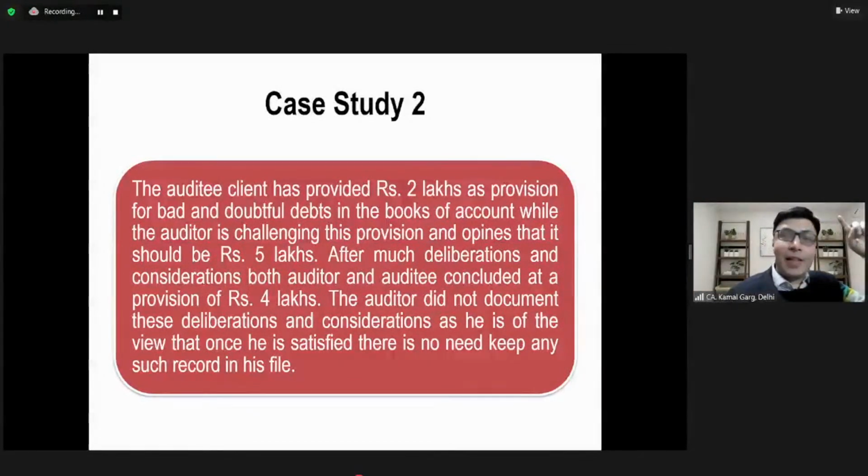Anyway, try to recollect SA 230. What was it saying? Audit documentation records three things: audit procedures applied, audit evidence obtained, and audit conclusions. What is happening in this case study? It is a conclusion that the provision shall be rupees 4 lakhs. How you arrived at this provision and consensus or conclusion needs to be documented. So if the auditor says if I am convinced, there is no need to document, it is wrong. If he is convinced, he has to document how he was convinced. The reasons of his conviction need to be recorded in the working papers.